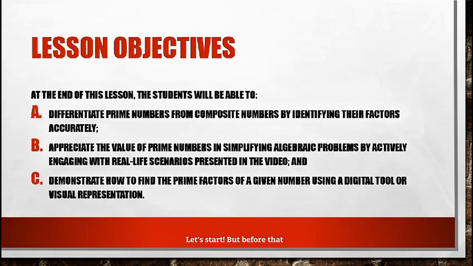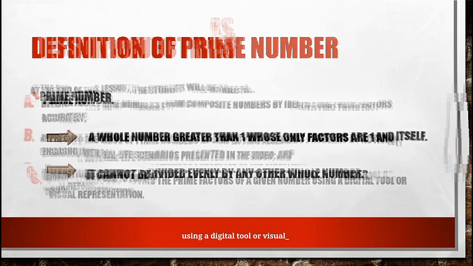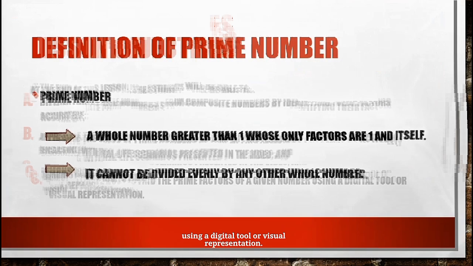But before that, here are our lesson objectives. At the end of this lesson, the students will be able to: A. Differentiate prime numbers from composite numbers by identifying their factors accurately. B. Appreciate the value of prime numbers in simplifying algebraic problems by actively engaging with real scenarios presented in the video. And C. Demonstrate how to find the prime factors of a given number using a digital tool or visual representation.